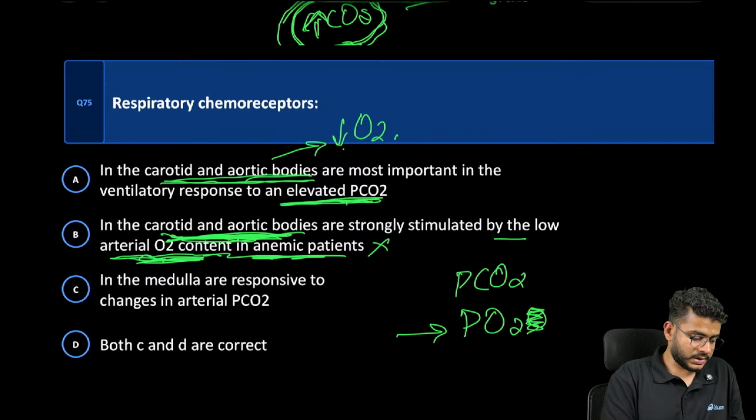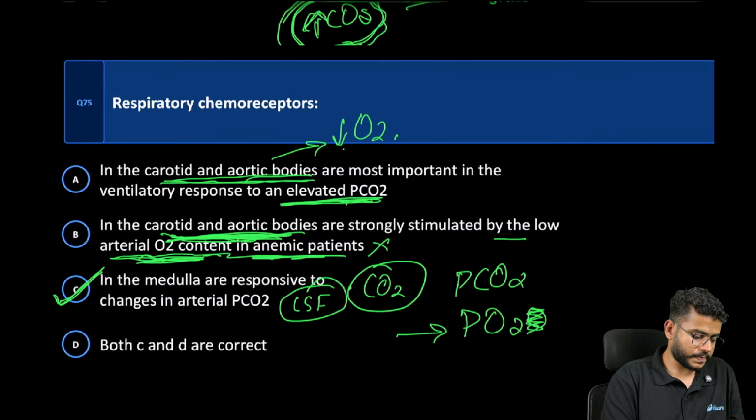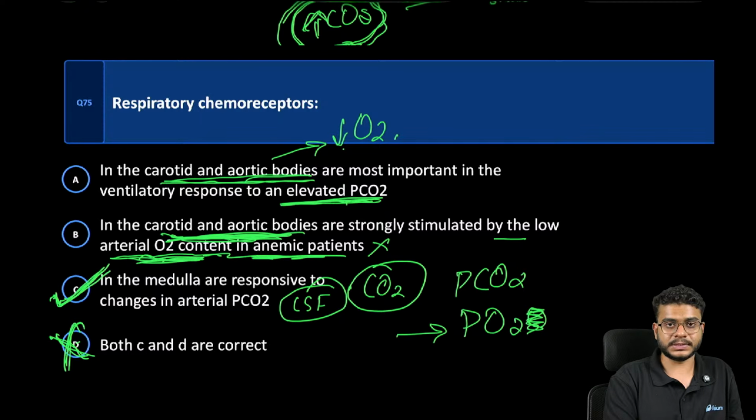Chemoreceptors in the medulla are responsive to change in arterial PCO2. Yes, that is correct, right? In CSF, CO2, central chemoreceptors option. Okay, there is a small problem in this option, so just don't take it. The correct option is option C.